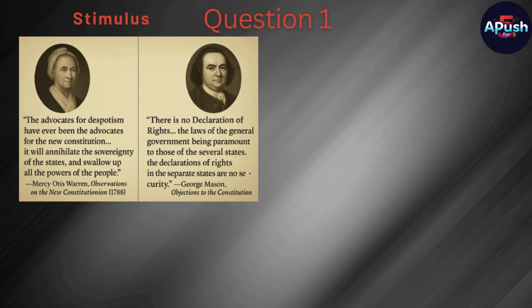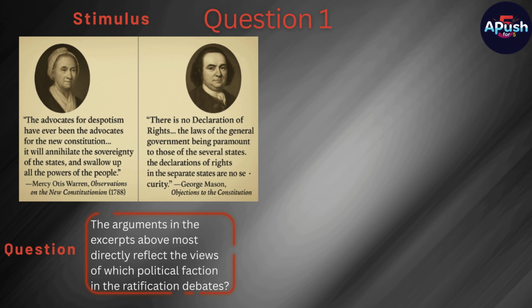The advocates for despotism have ever been the advocates for the new Constitution. It will annihilate the sovereignty of the states and swallow up all the powers of the people. Mercy Otis Warren, Observations on the New Constitution, 1788. There is no Declaration of Rights. The laws of the general government being paramount to those of the several states. The declarations of rights in the separate states are no security. George Mason, Objections to the Constitution, 1787.